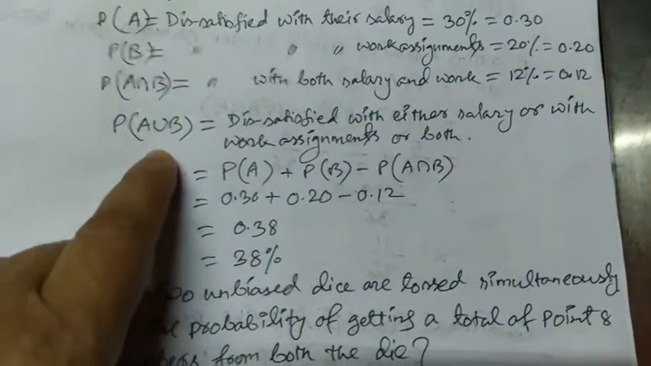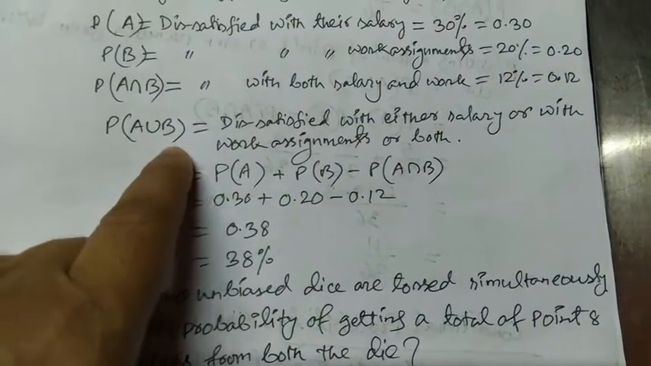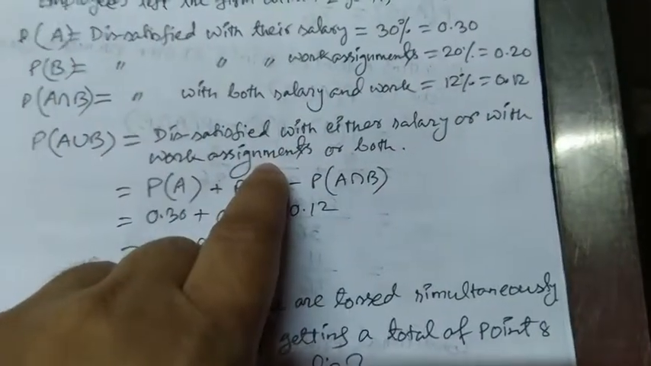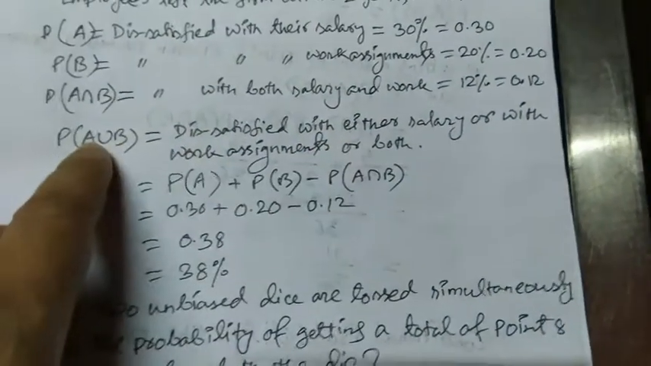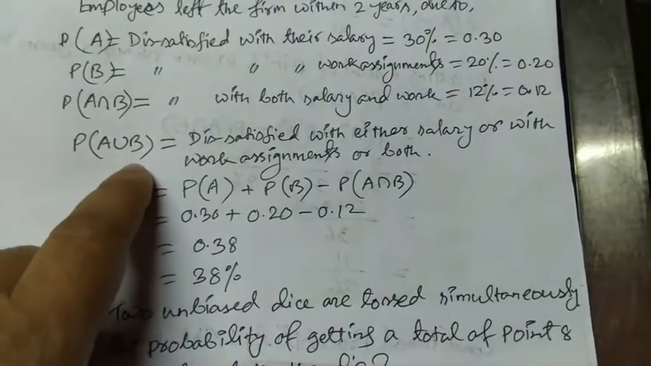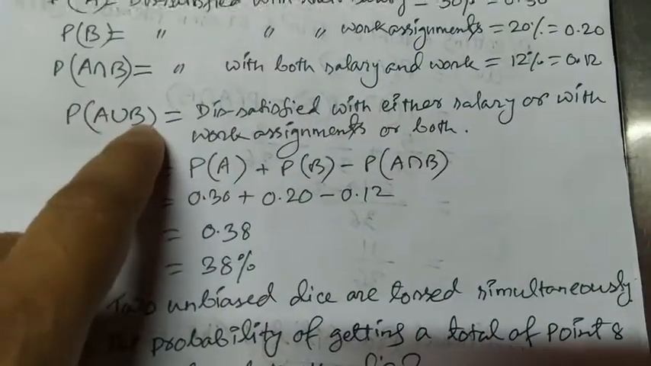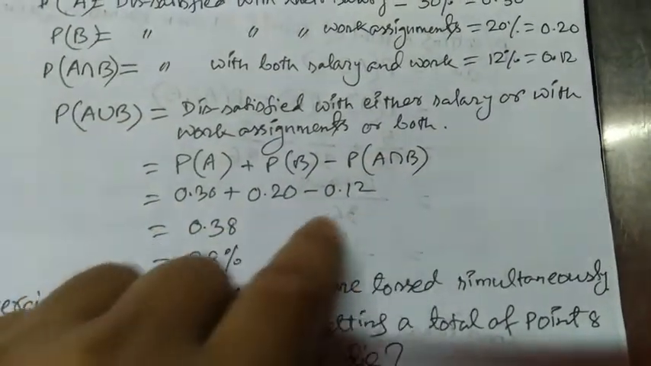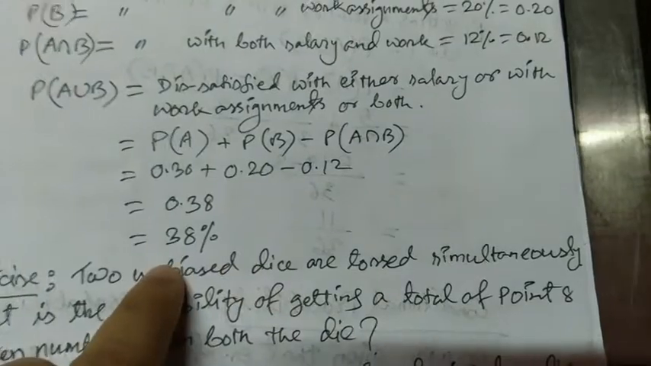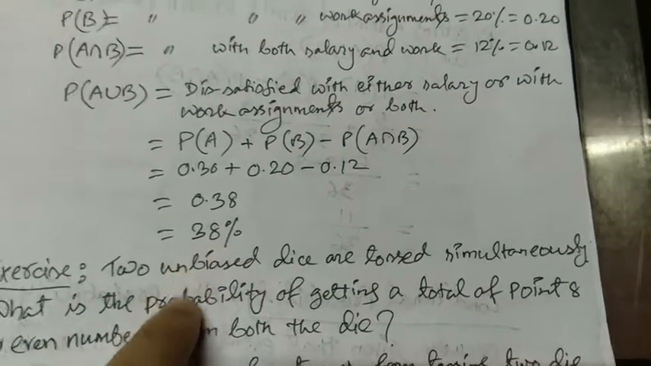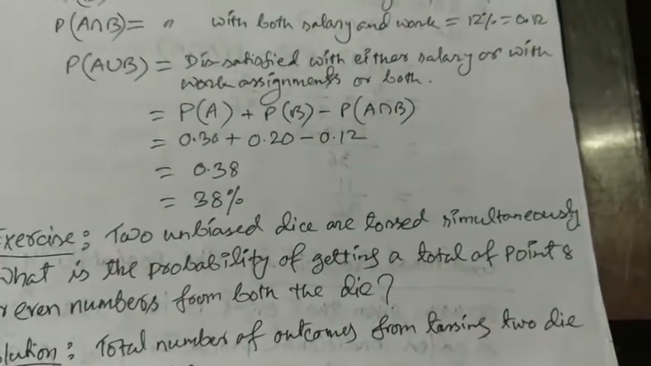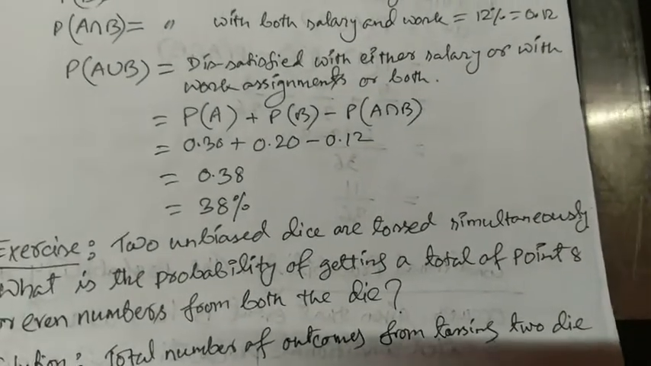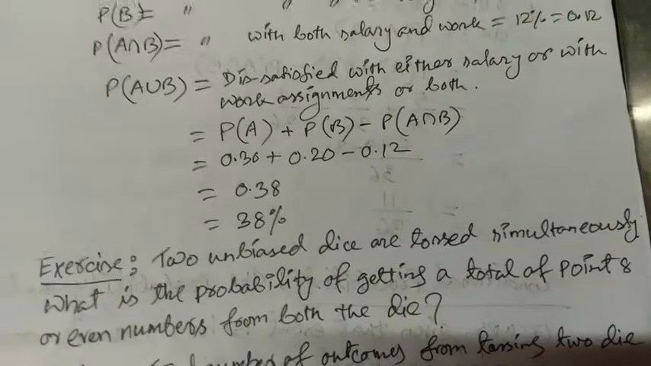The question is asking us to find the probability of A union B, that means dissatisfaction with either salary or with work assignments. Whenever you see "either," that means union set. So the probability of A union B is the probability of A plus the probability of B minus the probability of A intersection B. If you put the values there, the answer is 0.38, that means 38%. That means 38% of employees left the company because of dissatisfaction with either salary or work assignment or both.